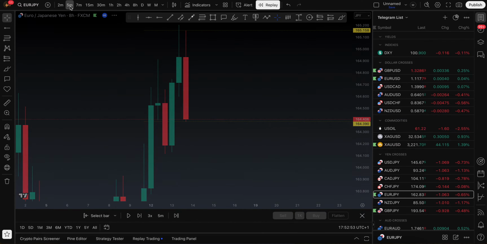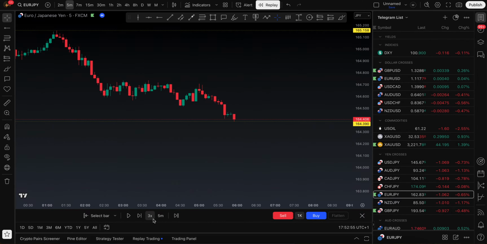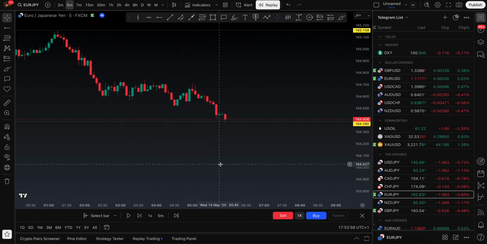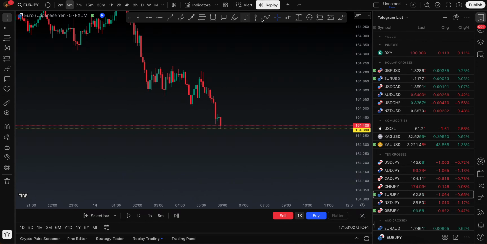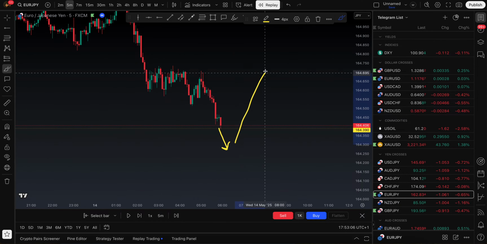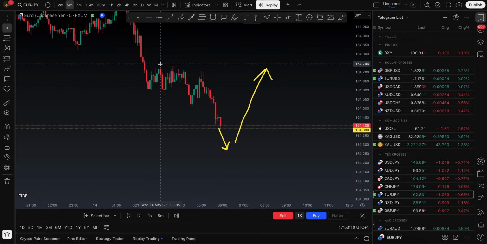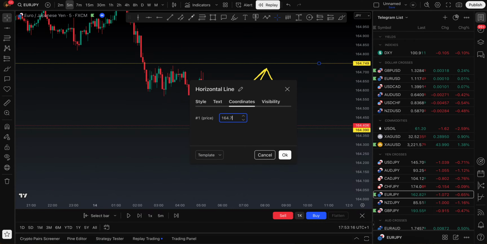Then you want to go onto the 5 minute time frame. Now I've just got this on replay mode so you guys can have a look at it. What we're looking for here is a very early break to the downside and then a continuation to the upside. Obviously, we could potentially mark a key level up, something like maybe 64750, that we could potentially tap into.